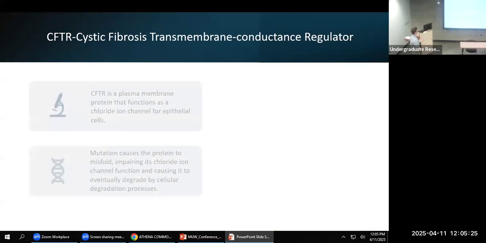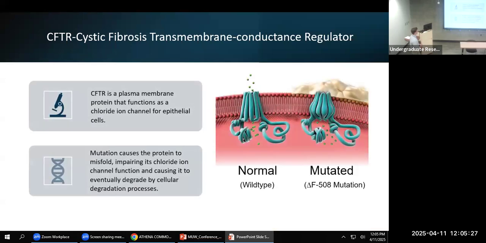So what is CFTR? What's kind of its function? I've talked about a little bit of that. Like I said, it's a plasma membrane protein that functions as a chloride ion channel, and mutations such as delta F508 cause the protein to be misfolded, impairing its function and its transportation to the plasma membrane.